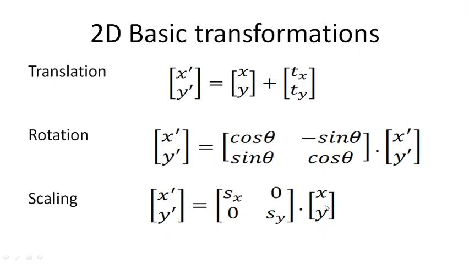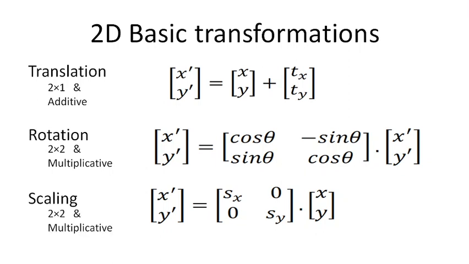matrix. So as you observe them, you can see that the translation matrix is a 2 by 1 matrix, and it is additive in nature, meaning it is added to the point matrix. And the rotation matrix is a 2 by 2 matrix, but it is multiplied, so it is multiplicative in nature. And the scaling matrix is also a 2 by 2 matrix, and it is also multiplicative.